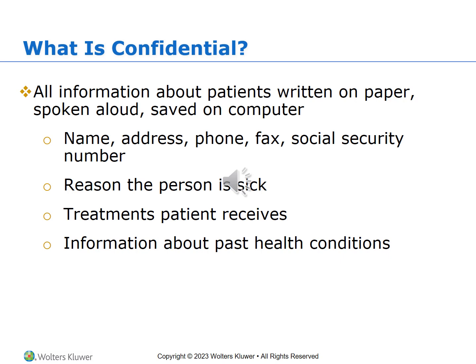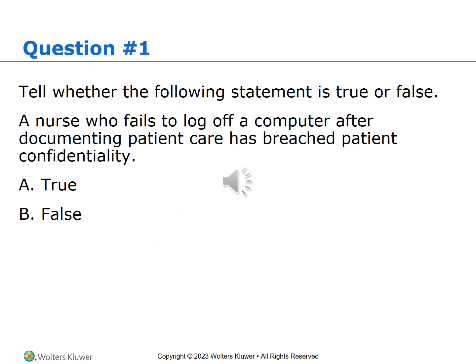So read through these bullets and just understand them. The confidential information is considered the name, the phone number, the fax number, the social security number, the reason the patient is sick, treatment plan for the patient, and any information from their past medical history is all considered confidential. A nurse does not log off of the computer after documenting the patient's care. Has this breached patient's confidentiality, true or false?